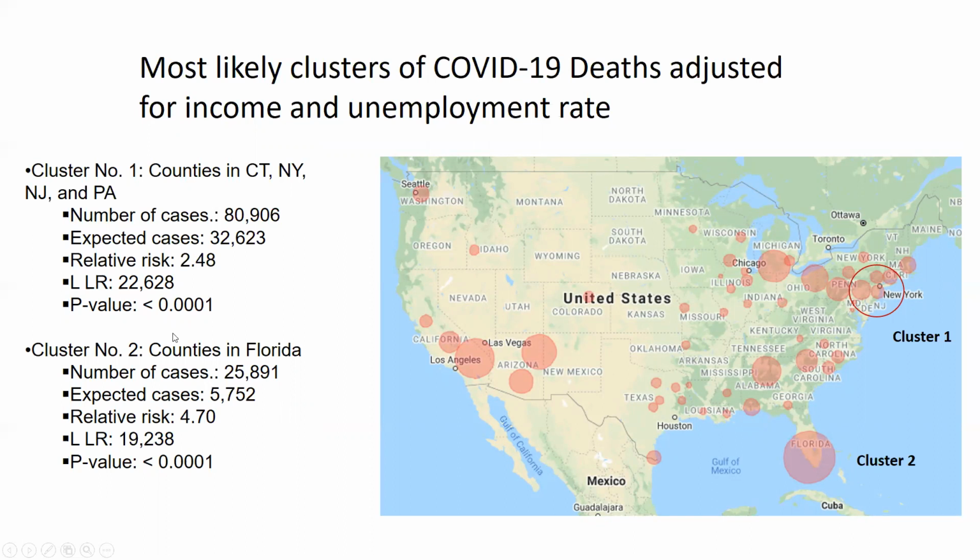Now the next clustering region is the counties in Florida here with an even higher relative risk, which is 4.7. However, the clusters are ordered by the log likelihood ratio test statistic, not by relative risk. Okay. So even though the relative risk is higher for the Florida region, it's still the second clustering region here. And all those circles are other significant clustering regions on the map, which include a number of counties.